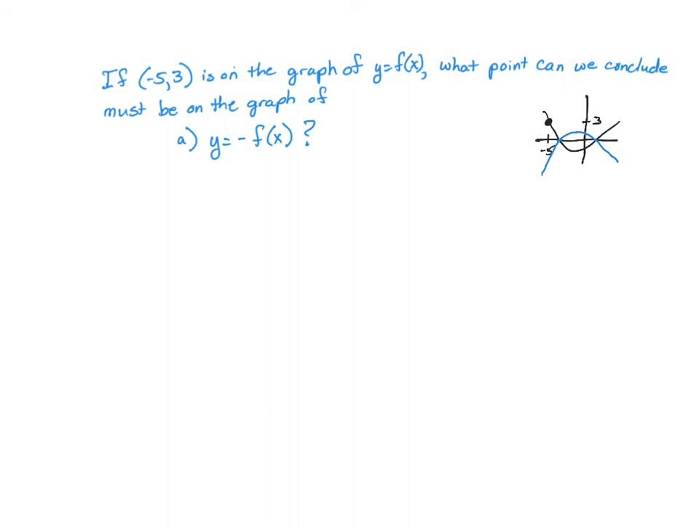So the relevant part is that this key point here is now down here. And I can just look at my graph and say, hey, it must be at negative 5, negative 3. And you can see what has happened. We multiplied the y value by negative 1. So my answer would be negative 5, negative 3.